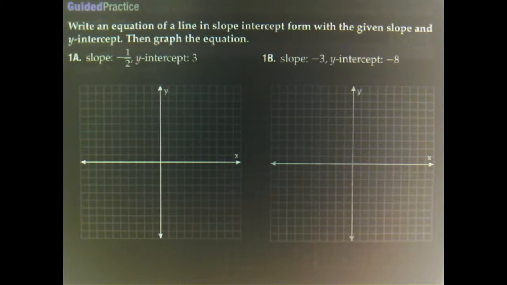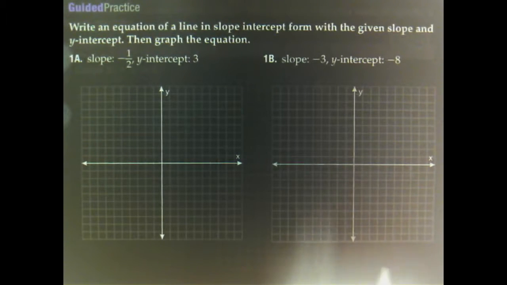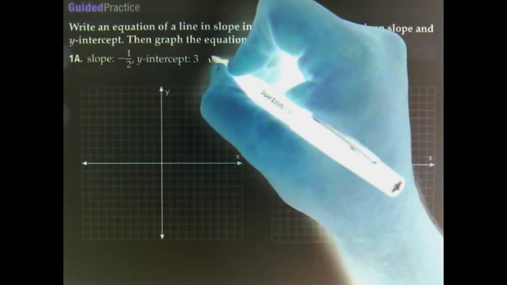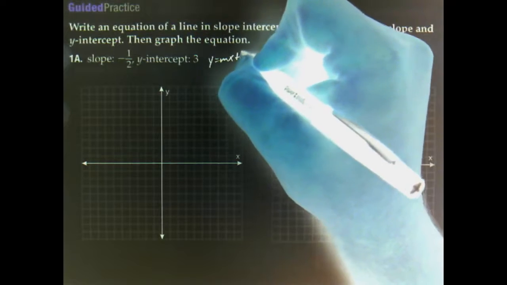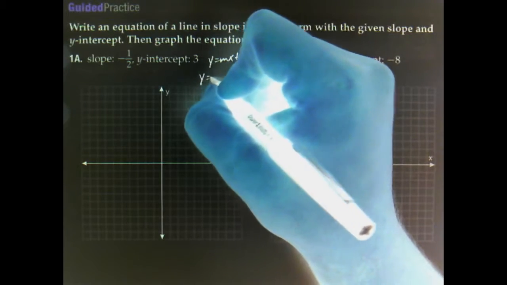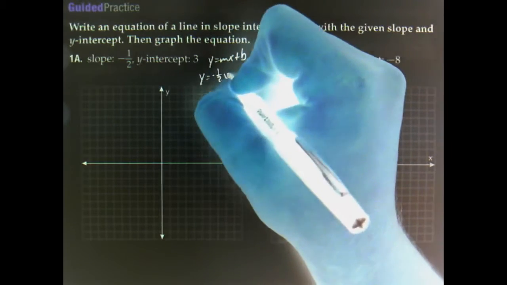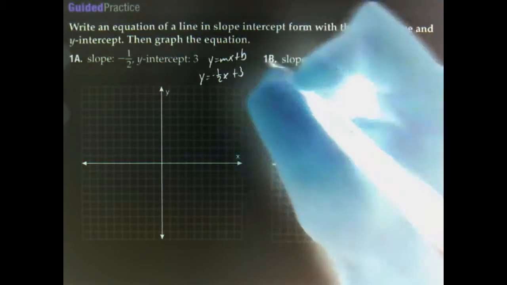Alright, you should be back from trying 1A and 1B. I'll quickly run through these so you can check your answers. If I have a slope of negative 1/2 and a y-intercept of 3, y equals mx plus b ends up being y equals negative 1/2 x plus 3.